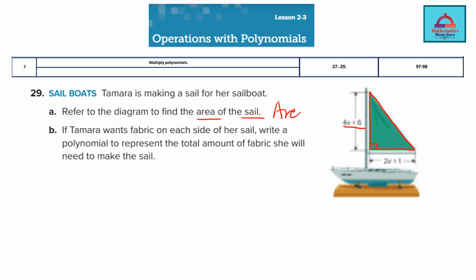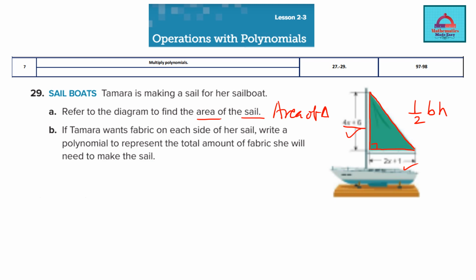That means you have to find the area of the triangle. So I hope you remember area of a triangle is half base times height. Both are given to you. So you will multiply and get your answer. Now, if Tamara wants fabric on each side of her sail, write a polynomial to express the total amount of fabric she would need to make the sail.